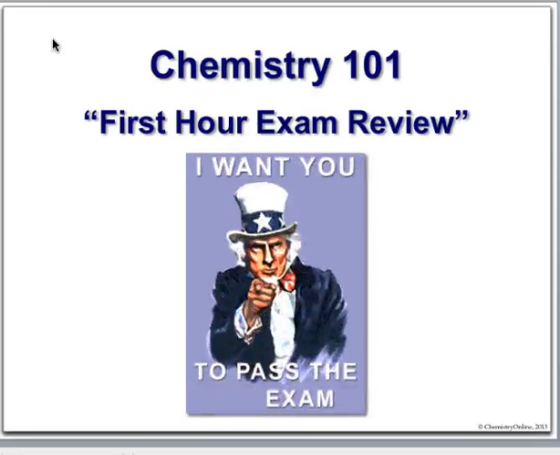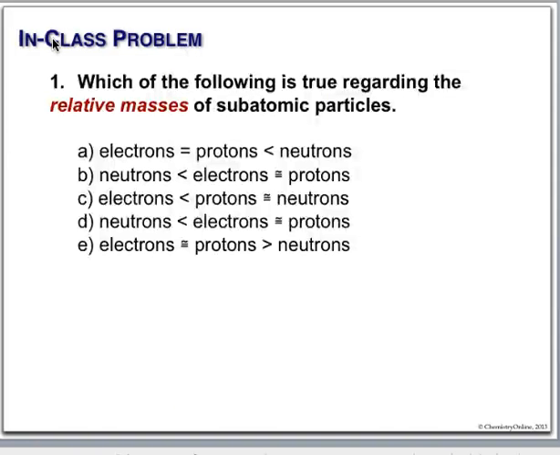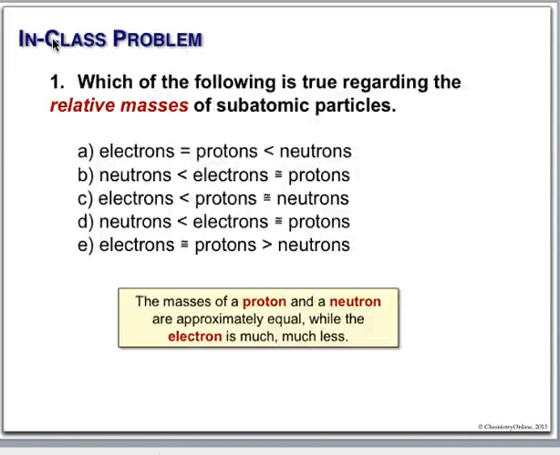I hope you printed up the mini prints. Having the mini said that we had protons, electrons, and neutrons. The protons and neutrons lived in the nucleus. They were approximately equal in mass, and electrons were much, much less. Mass of proton and neutron are about equal, electron is much, much less. So C, I believe, is the best answer. Proton about equal to neutron, and electrons are less.